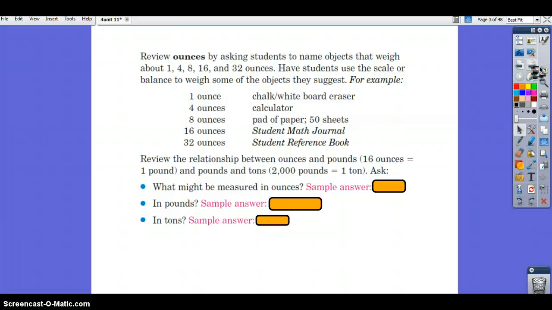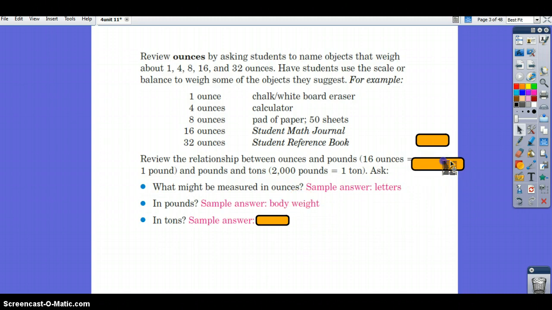So what might we measure in ounces? Good. Hopefully you're realizing letters would be measured in ounces. How about in pounds? Again, our body weight. And in tons. You hear this a lot when you go to buy a truck. You can buy a half ton, 3/4 ton, full ton.